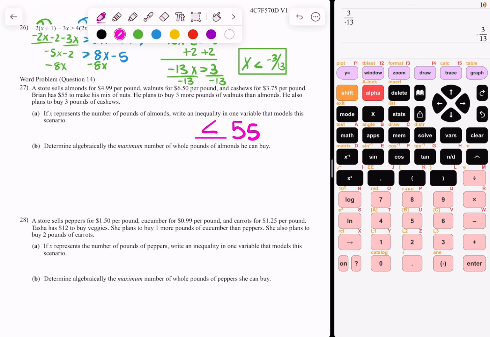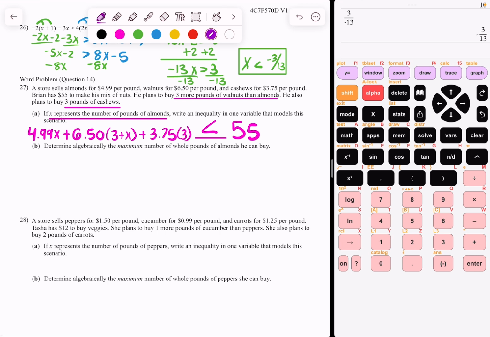If X represents the number of pounds of almonds, all right, so almonds are 4.99, so I'm going to put 4.99X plus walnuts are 6.50. And let's see what it tells us about walnuts. He wants to buy 3 more pounds of walnuts. So I'm going to put 3 plus X. And then cashews, which are 3.75. And it says directly he plans to buy 3 pounds of cashews.